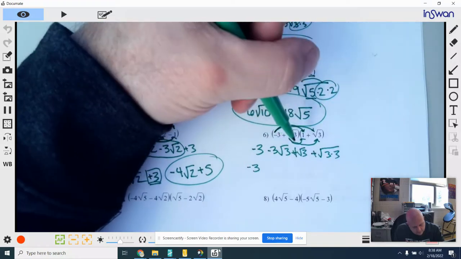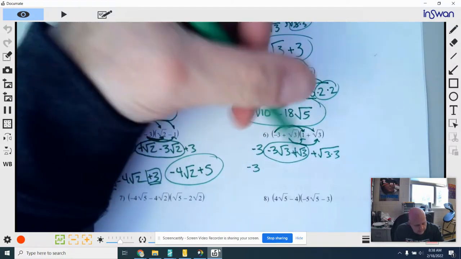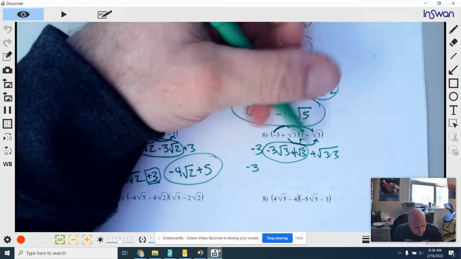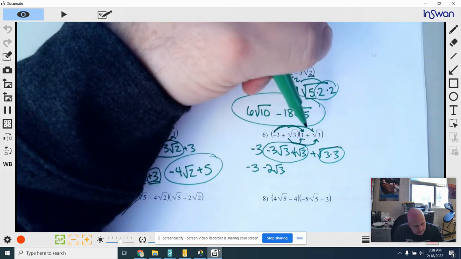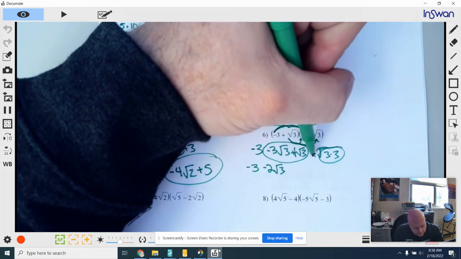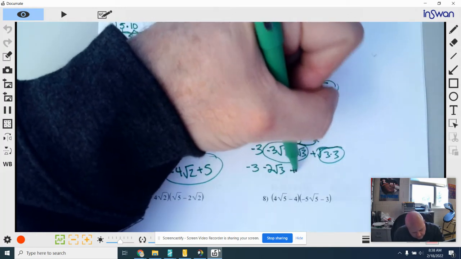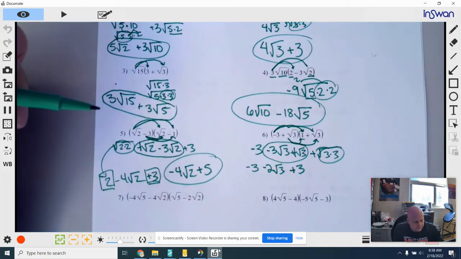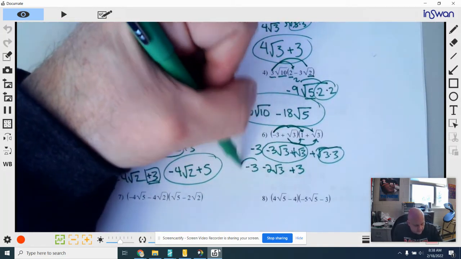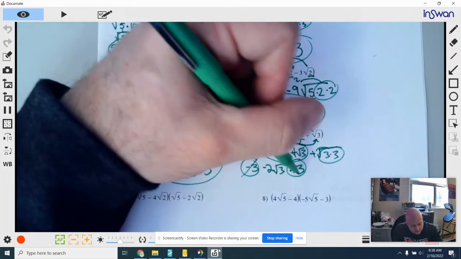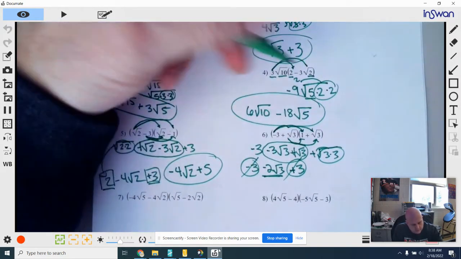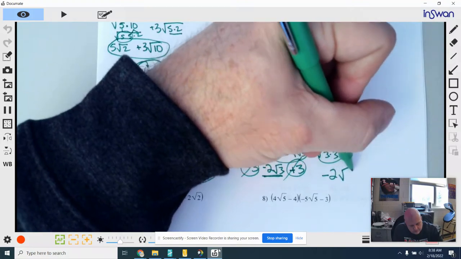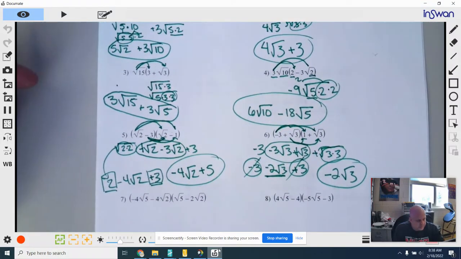Okay, so this negative 3 just drops down. This is like a plus 1 root 3. So these two are like terms right here. So negative 3 plus 1 is negative 2 root 3. And then we have a pair. So out comes 1, and there's nothing left underneath. So that's just a positive 3. Okay, I still have like terms. Negative 3 plus 3, those will cancel themselves out. And all you're left with is just this piece right here. So my final answer is negative 2 root 3.